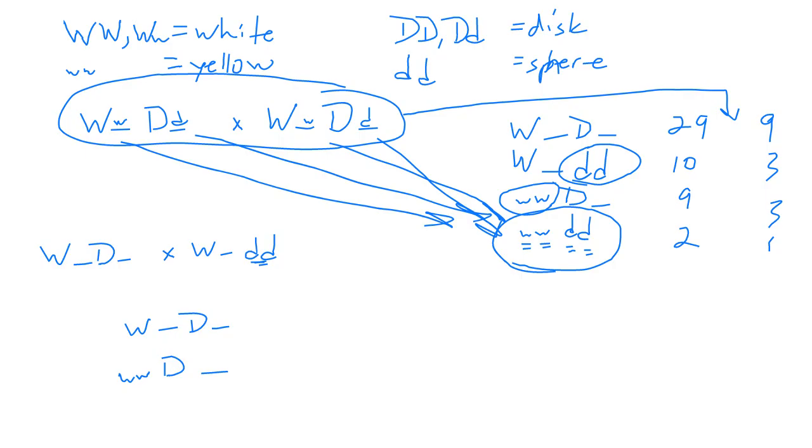If this parent here had a little d, we would see little d in the offspring, right? So we'd have some sphere-shaped offspring, but we don't see that. So there can't be a recessive allele there. It has to be a dominant allele. Otherwise, we would see sphere-shaped offspring. We don't have any. They're all disc-shaped.